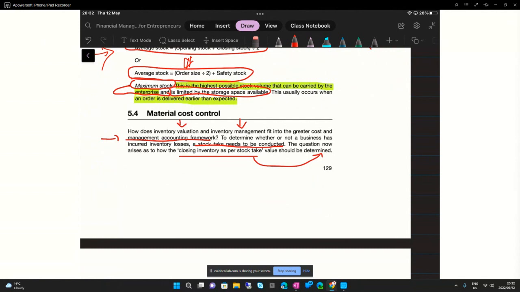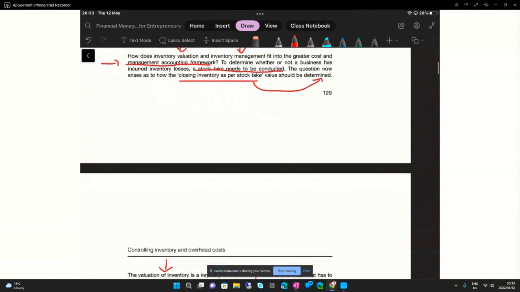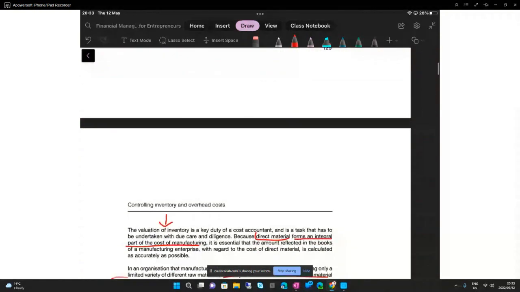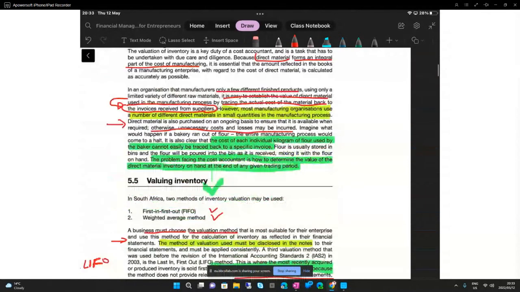And that's where you hear about the management accountant. As you progress as an entrepreneur, you need to know the importance of the management accountant and their role to the business. To determine whether or not a business has incurred inventory losses, a stock take needs to be conducted, especially when we are looking at closing inventory for a particular production cycle. We can do a stock take at the end of the production cycle.